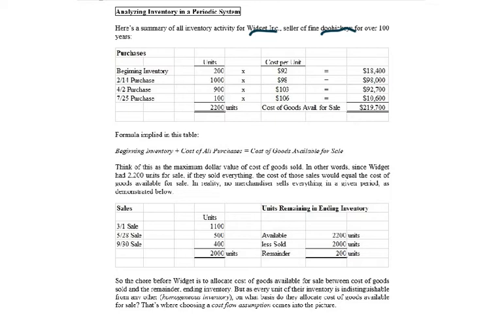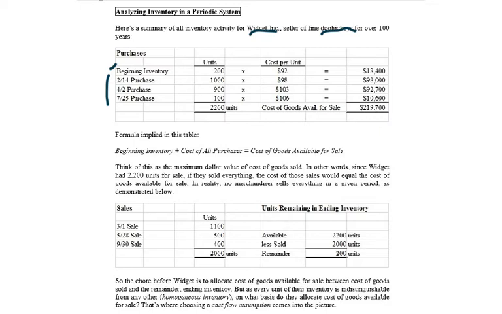Anyways, under the heading of purchases, that's a little bit of a misnomer because it also includes, as you'll obviously observe, beginning inventory. It's just, I guess, a summary of all the inventory we had on hand during the period. That's the critical piece here. So we have beginning inventory 200 at 92, and then as you can observe, there were 3 purchases during the year: 100 at 98, 900 at 103, and 100 at 106.